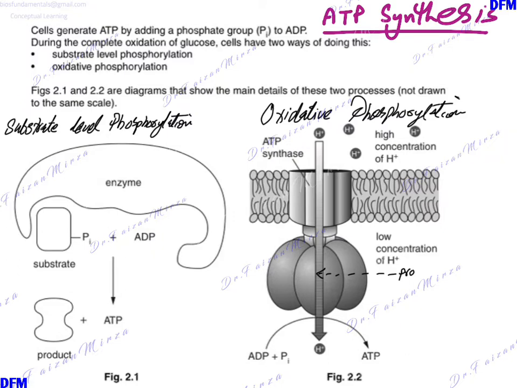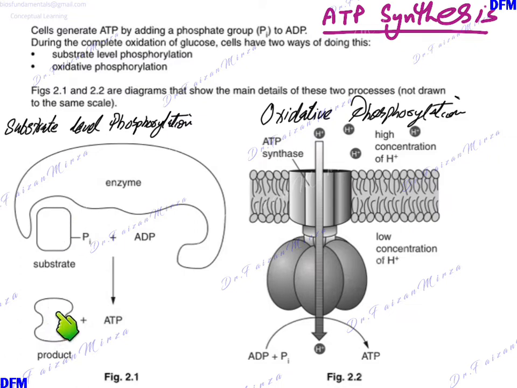Substrate level phosphorylation refers to how an enzyme is involved in producing ATP. Here, the enzyme will hold a substrate which already has an inorganic phosphate attached to it. The same active site will hold ADP, adenosine diphosphate, as well. The reaction will be catalyzed by this enzyme, and the phosphate group from the substrate will be broken and added to ADP to make ATP. The substrate will be converted to product.